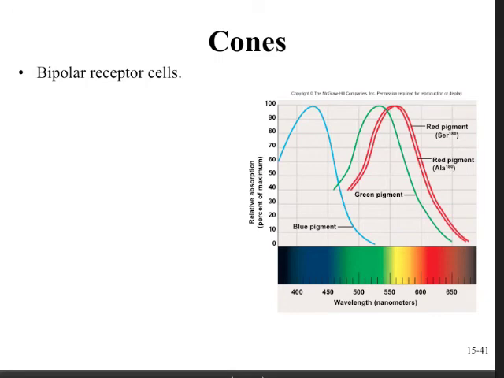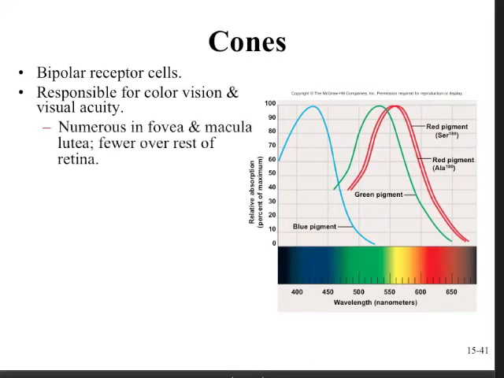Cones are essentially functionally very similar, but they respond to different wavelengths of light, red, green, and blue in this case. They have a bipolar receptor configuration. They're responsible for color vision and visual acuity. They're very numerous in the fovea and the macula lutea, and they're fewer, scattered around the rest of the retina.